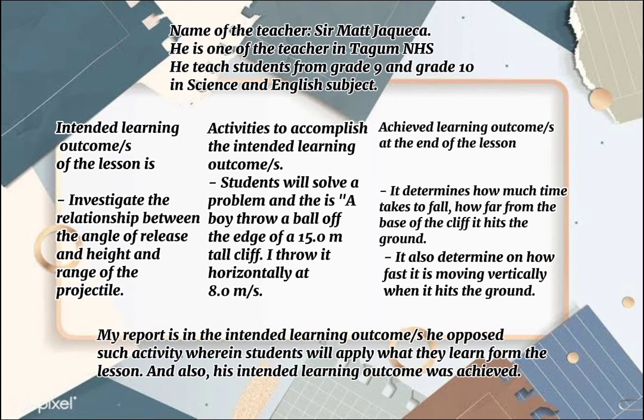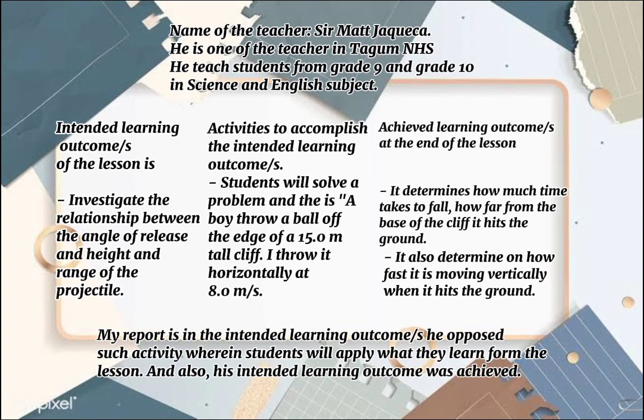The answer in my take action is the intended learning outcome of the lesson is to investigate the relationship between the angle of release and the height and range of the projectile. The activity to accomplish the intended learning outcome is that students will solve a problem. The problem is a boy throws a ball off the edge of a 15-meter tall cliff. He threw it horizontally at 8.0 meters per second.